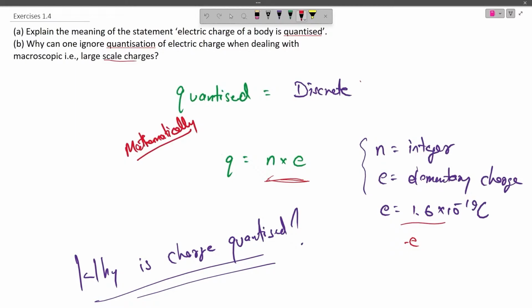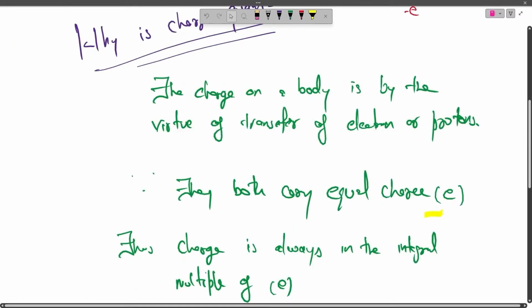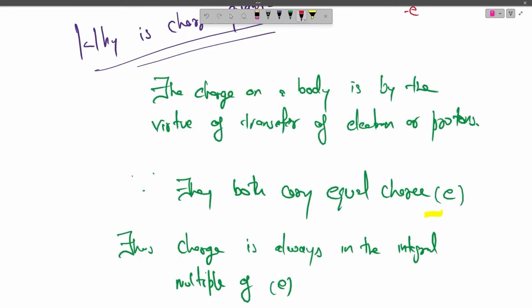Now the question is, why is charge quantized? A charge on any body is by the virtue of transfer of electrons and protons, and they transfer in whole numbers. And this is the fundamental unit of charge, that is e. Now they both carry equal charges, thus the charge always remains the integral multiple of e. Charge on a body is always the integral multiple of e.